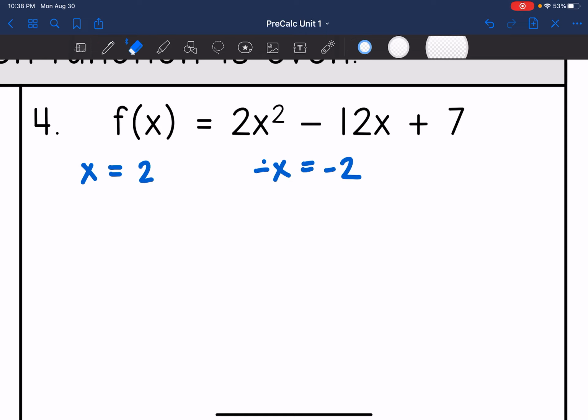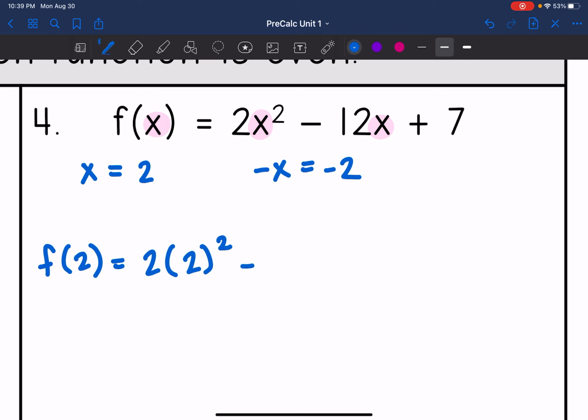Oops, extra dot. Let me erase that. Okay. So I'm going to start with a positive one. So f of 2 would equal. Now I'm going to plug in that 2 anytime I see an x. So in this case, I have it there twice. So 2, but plug in our 2 squared, minus 12, plug in our 2, plus 7.